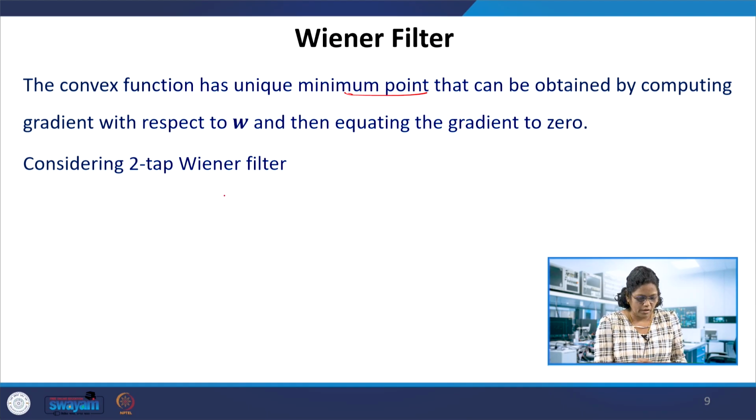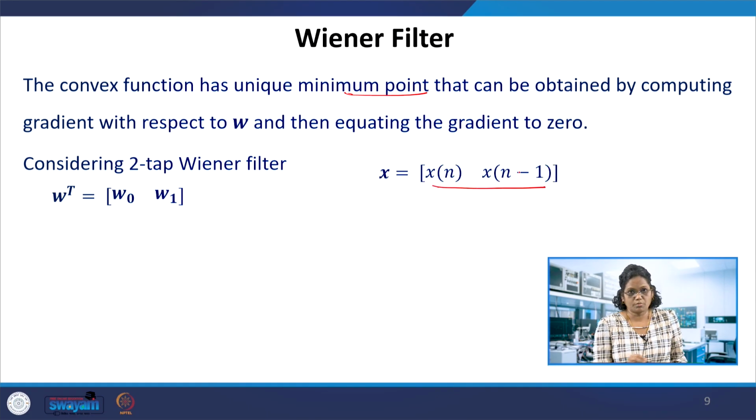So considering a 2-tap filter, here w transpose is now not n elements but a weight vector, w0 and w1, the just 2 taps in the FIR filter, and then x is the input samples xn and xn minus 1 to be considered. And so the correlation matrix, x n transpose, if I multiply, will have 4 terms: r of 0, r of 1, r of 1, and r of 0, the diagonals are r0 and the off-diagonals r1 and r1.